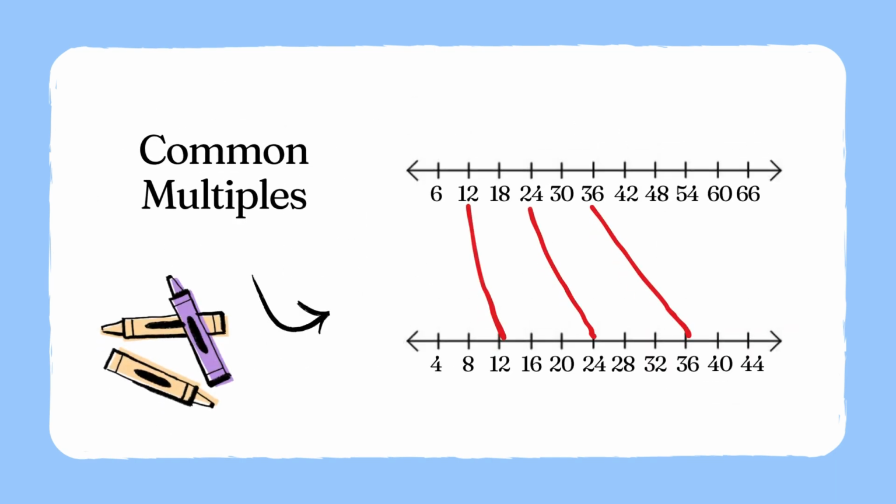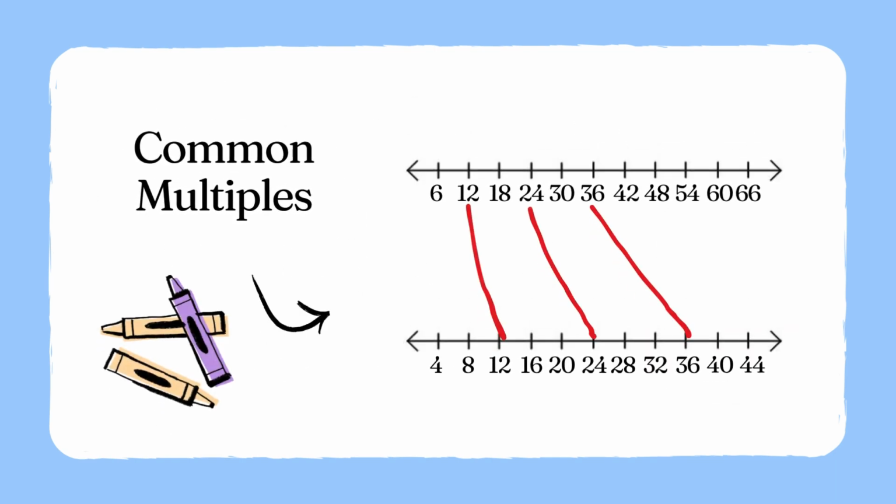Common multiples are numbers that appear in the multiples list of 2 or more numbers. Multiples of 4 are 4, 8, 12, 16, 20, 24. Multiples of 6 are 6, 12, 18, 24, 30. The common multiples are 12 and 24. The smallest one, 12, is called the least common multiple, or LCM.